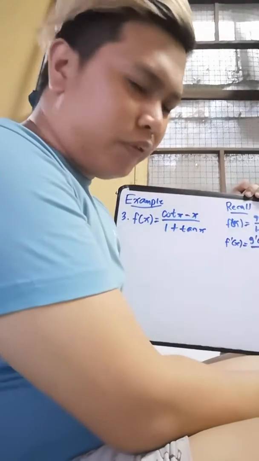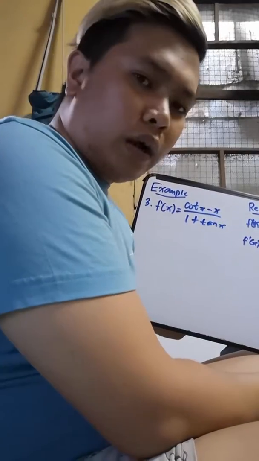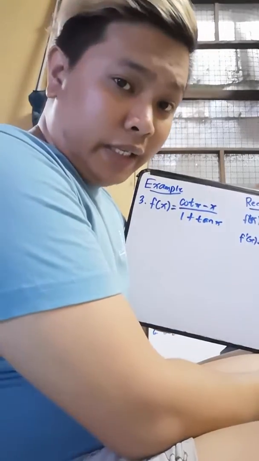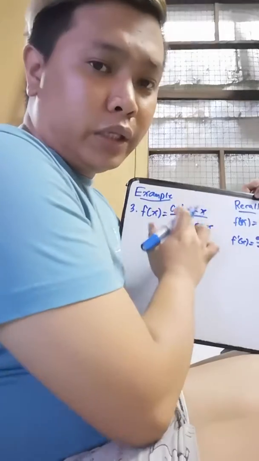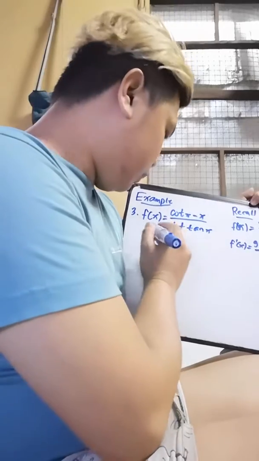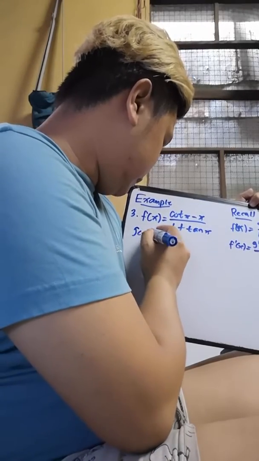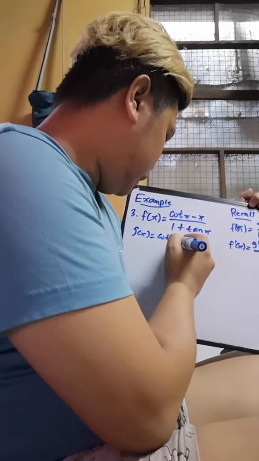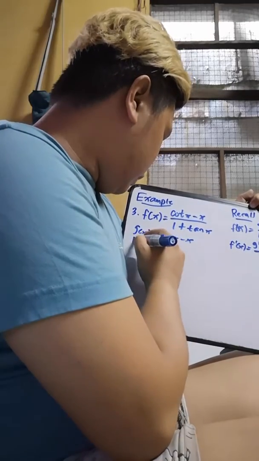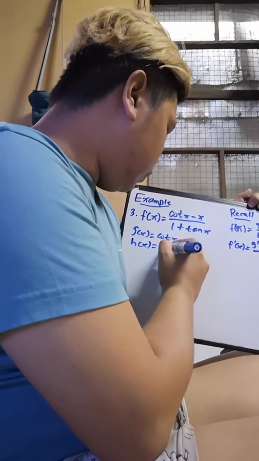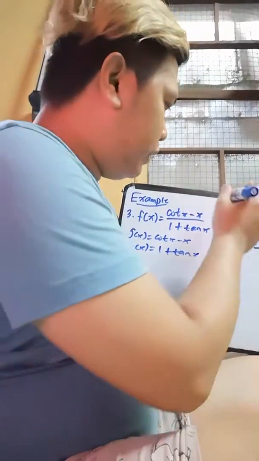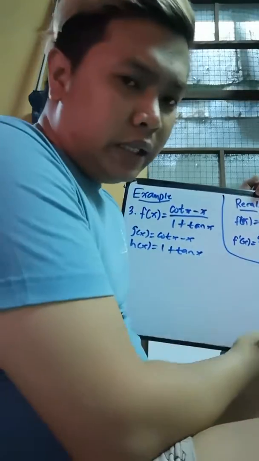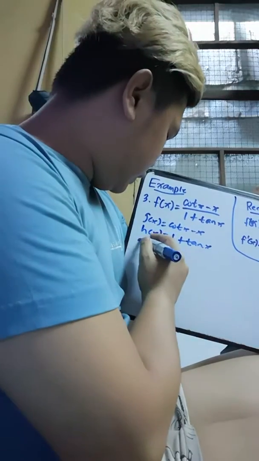So, ano nang gagawin natin? So, ganun pa din. If you feel na mas comfortable sa inyo ang pag-assign, bigo. So, i-assign mo yung numerator cotangent x minus x to be g of x. And then, yung h of x naman natin would be yung 1 plus tangent x. Okay? Then, get the derivative.